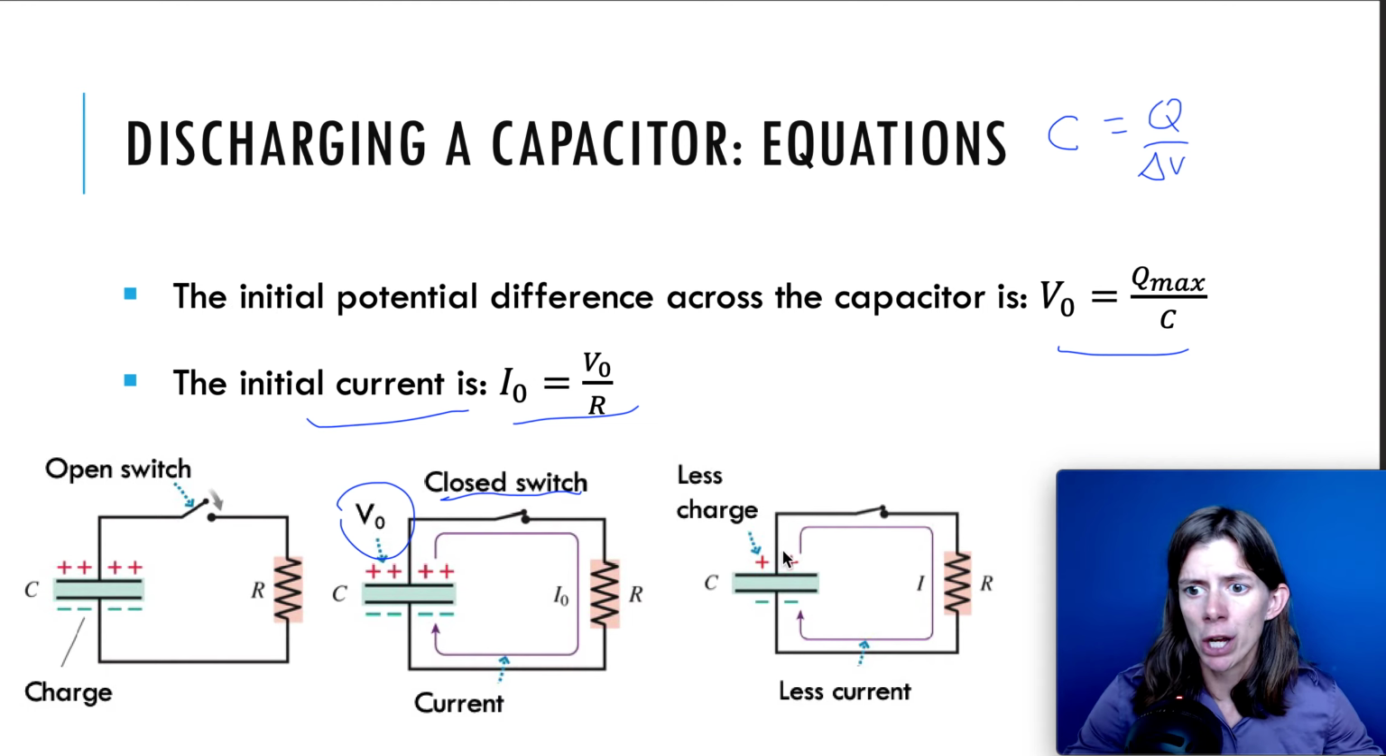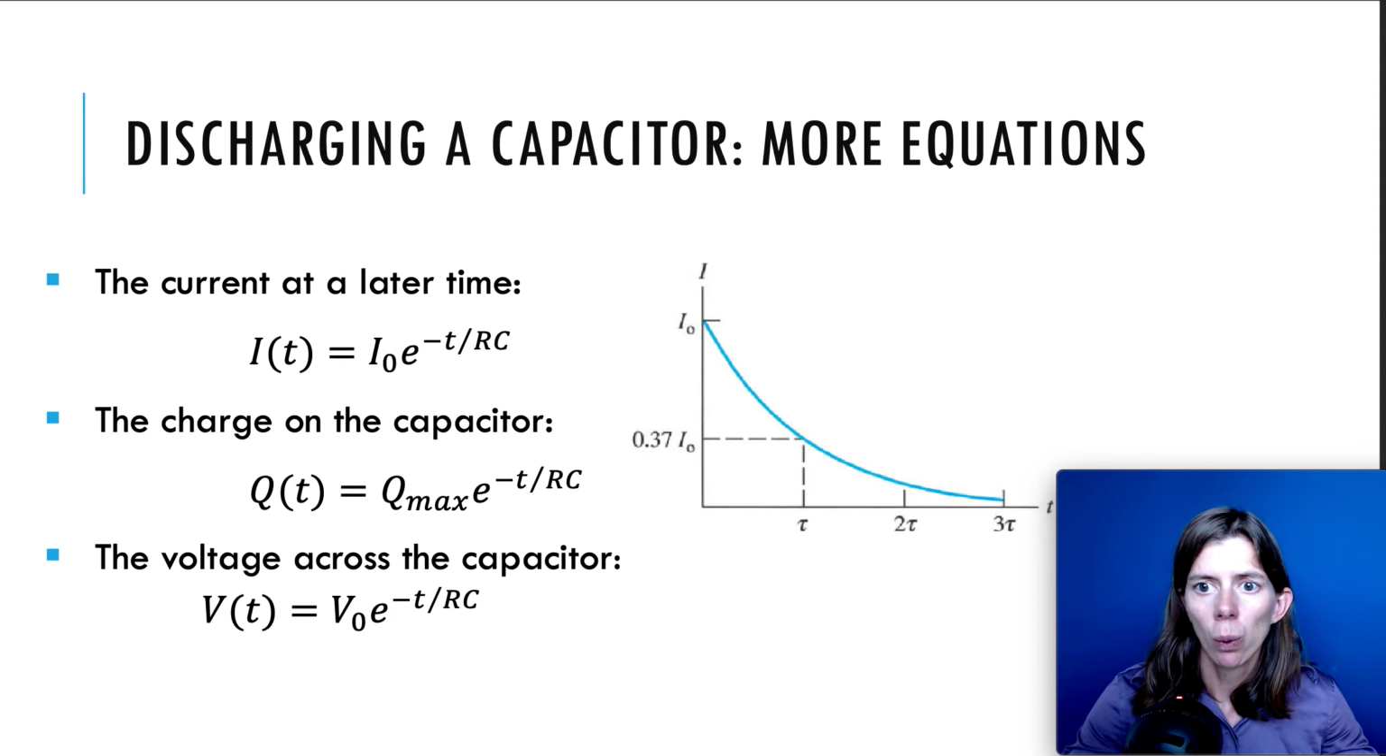But what if we want to know what happens after the switch has been closed for a little bit? How much current is there through the circuit? How much voltage is there across the capacitor? For this, it actually requires calculus to derive these equations. So we're not going to derive these equations. We're just going to accept them basically.